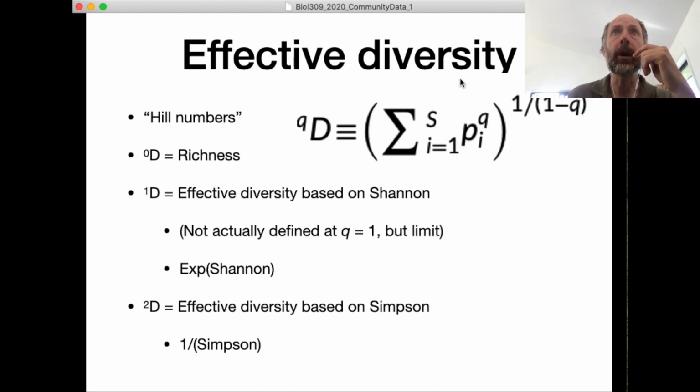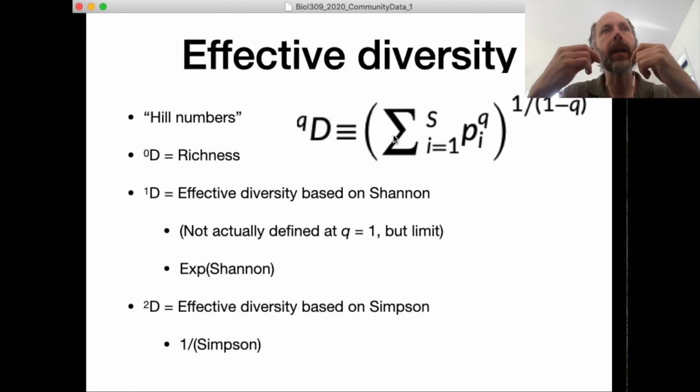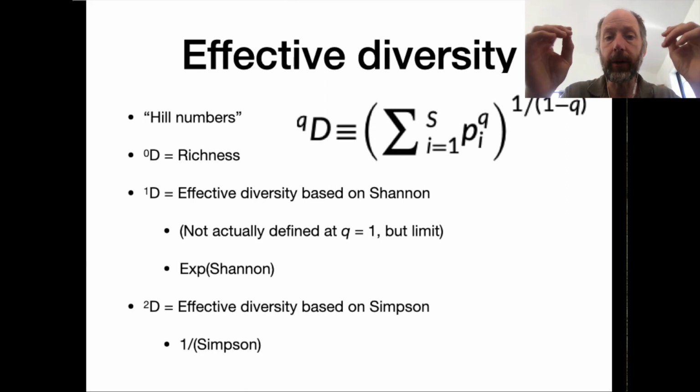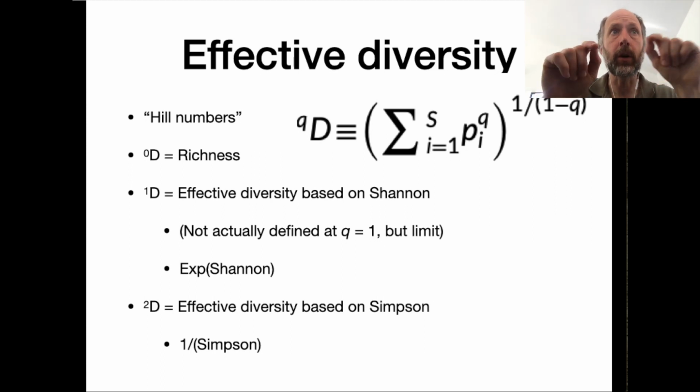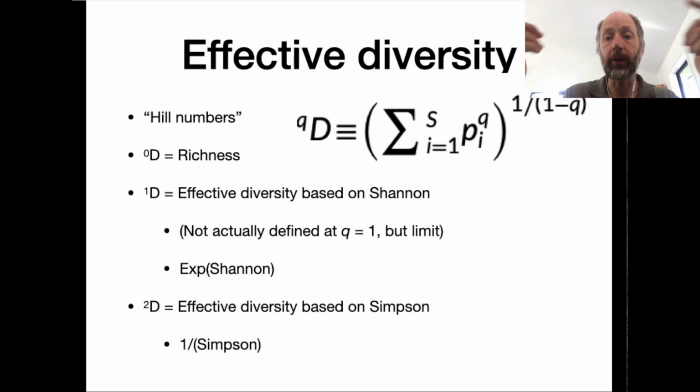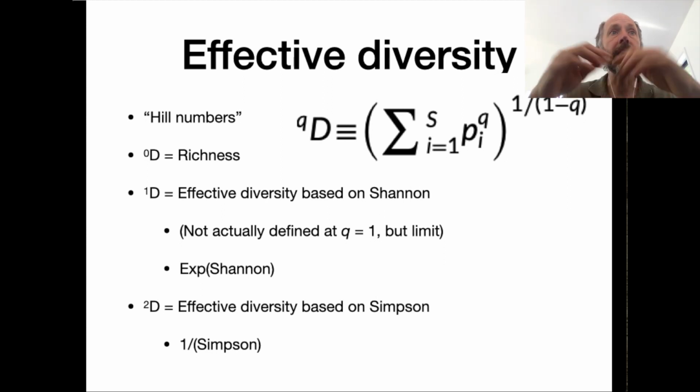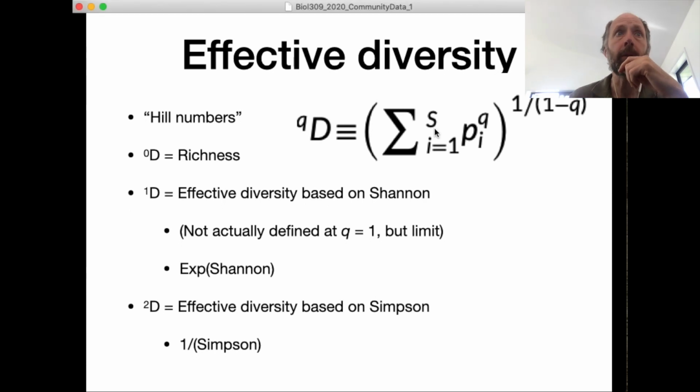If Q becomes 1 and you plug it into this equation, it actually doesn't work. It isn't defined for Q equals 1. But if you take the limit of the equation as it approaches 1, it ends up being the exponent of Shannon diversity. So you've managed to recreate Shannon diversity. And if you put 2 in the place of Q, it ends up being the Simpson diversity.